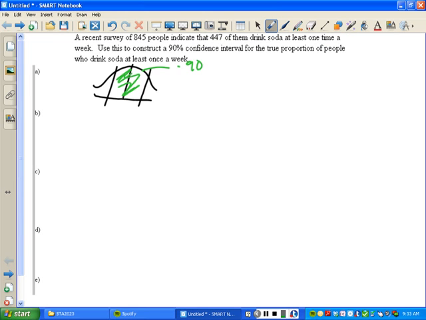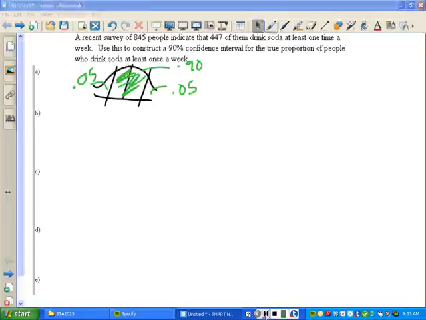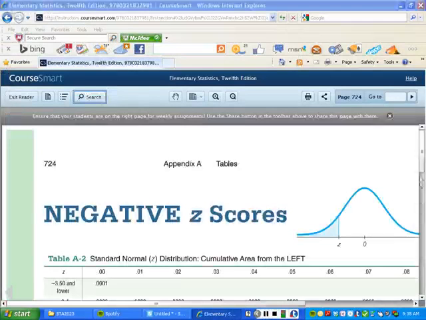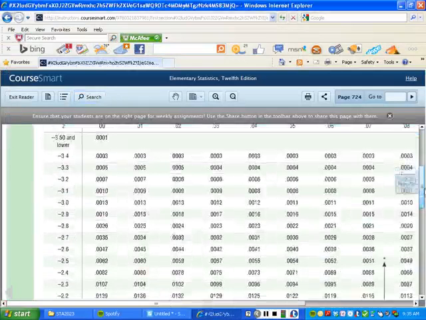Now, if 90% is on the inside, what percent's on the outside? That'd be 10%, right? Which means each little piece turns out to be 0.05. Okay? Let me pause this. I'll be right back.